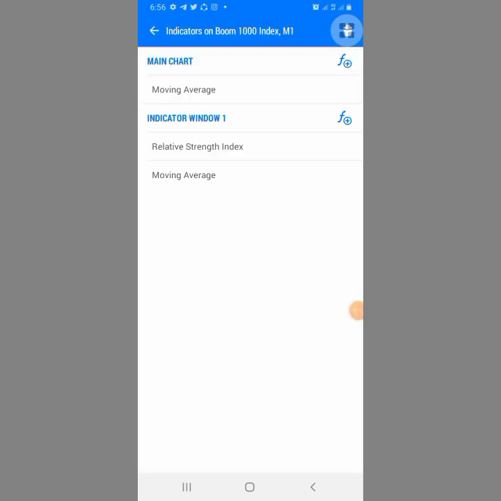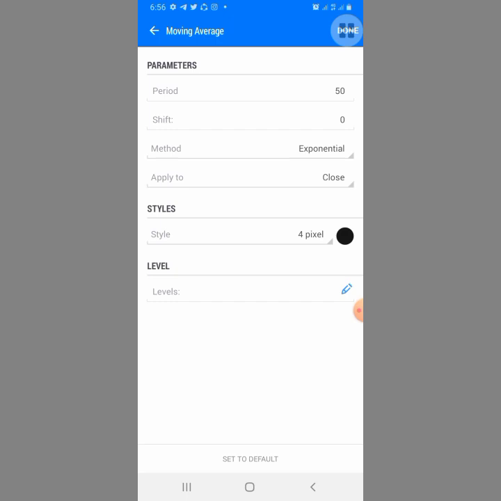On the main chart we have a moving average, period 50, shift 0, method exponential, apply to close, and my style is 4 pixels of black. You can choose any color that you wish, and after that you click on done.